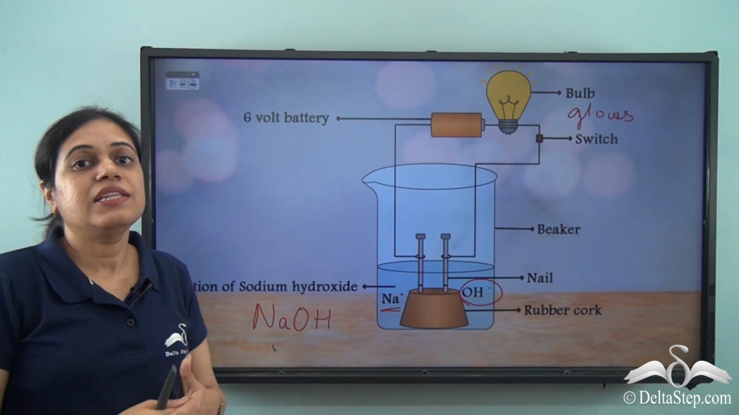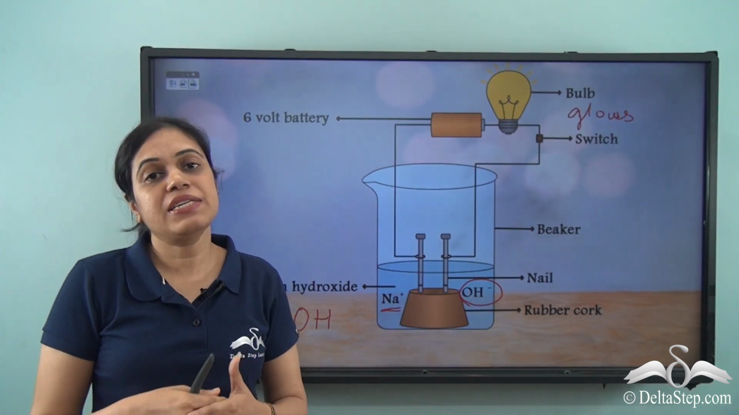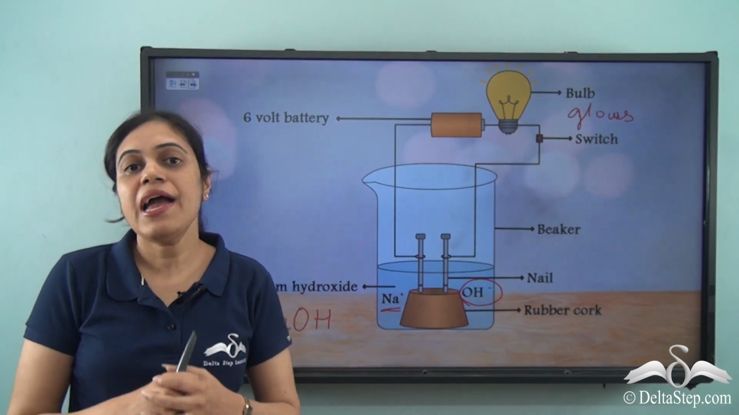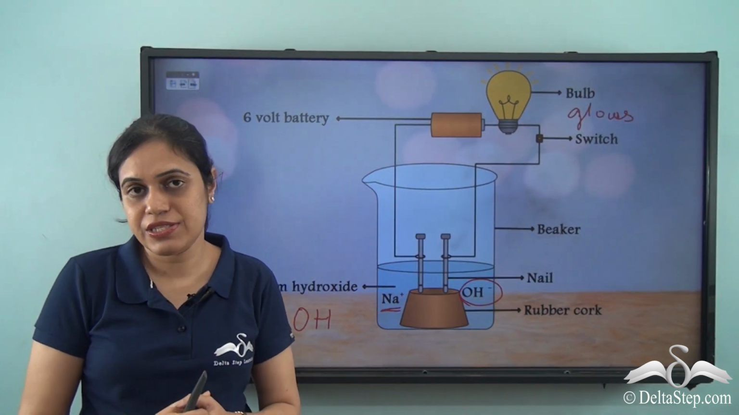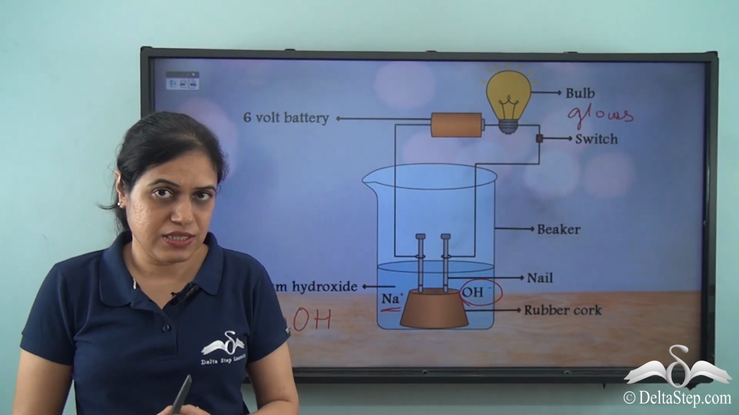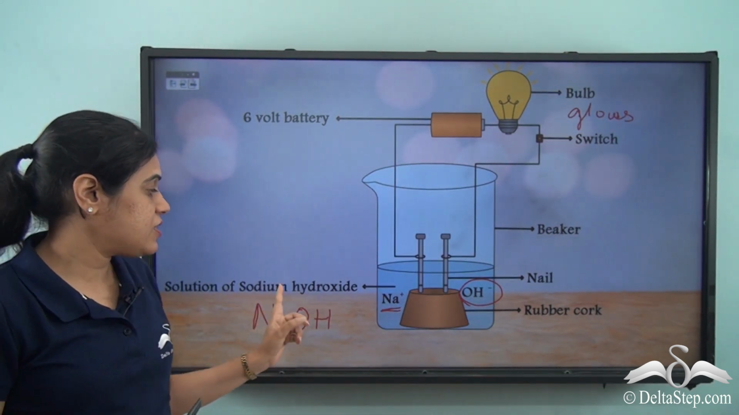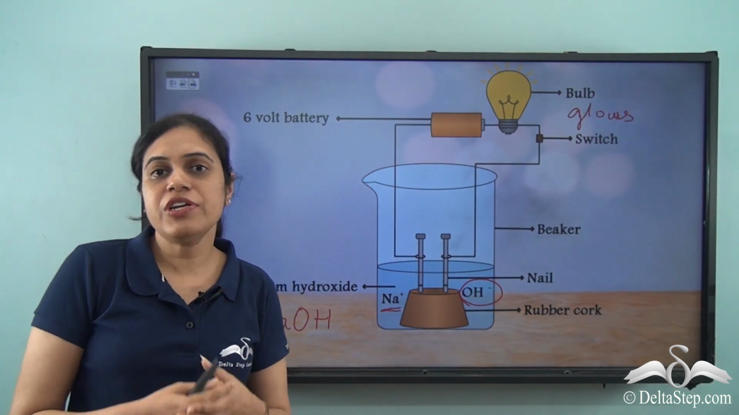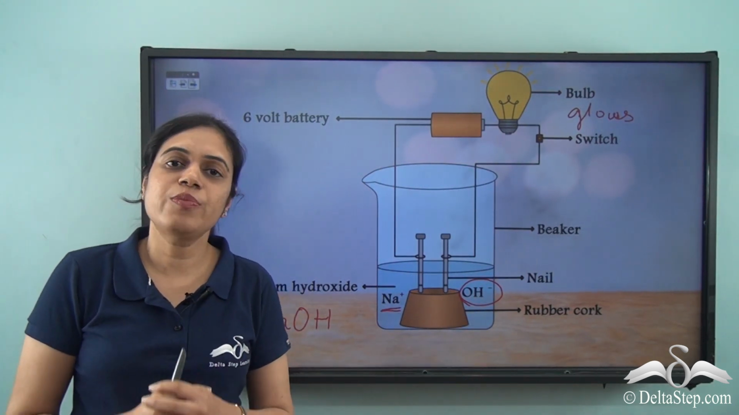So we see that acids and bases dissociate to form ions in a solution and hence conduct electricity. Moreover, acids form H plus ions in solution and bases or alkalis form OH minus ions in solution, which are responsible for their properties.